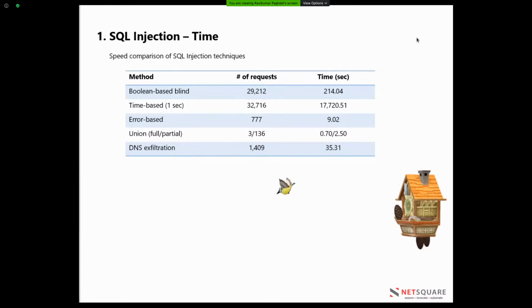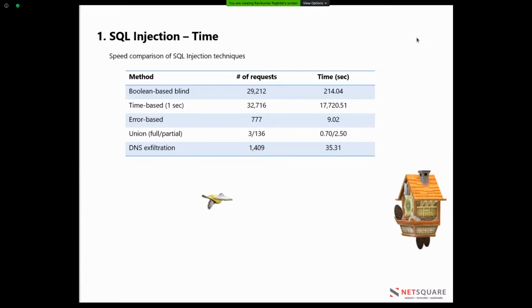In SQL injection timing, we can say that in Boolean-based blind injection, if you made 29,000 requests, it will take 214 seconds. In time-based with 1 second, if you made 32,000 requests for the same data retrieval, you can wait 70,720 seconds for the data to be retrieved. In error injection, the same data you can retrieve using just 777 requests and just 9 seconds.